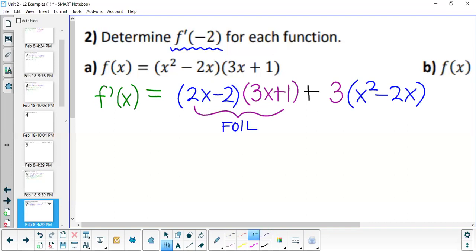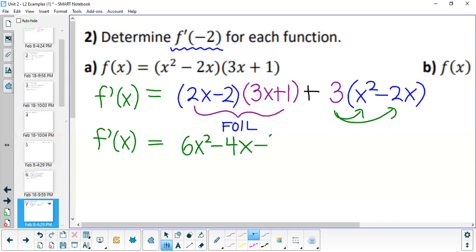And I'm going to have to apply the distributive property over here. So when I do that, f prime of x is going to be equal to 6x squared minus 4x minus 2. I'm going to switch colors now to represent the distributive property part, plus 3x squared minus 6x. Got to show the FOIL as well as the distributive property.